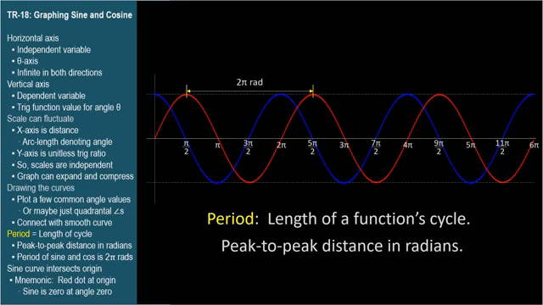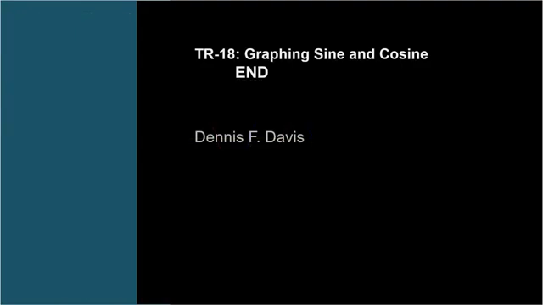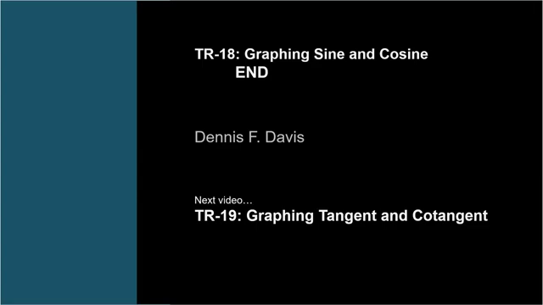Though it takes 2 pi radians to go completely around a circle, not all trig functions have a period of 2 pi radians, as we'll find out in the next video, TR-19, where we'll graph the tangent and cotangent functions.